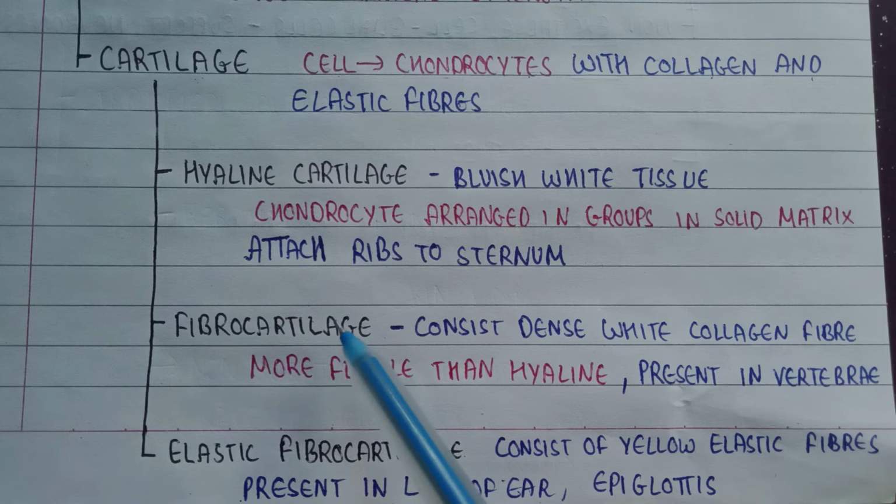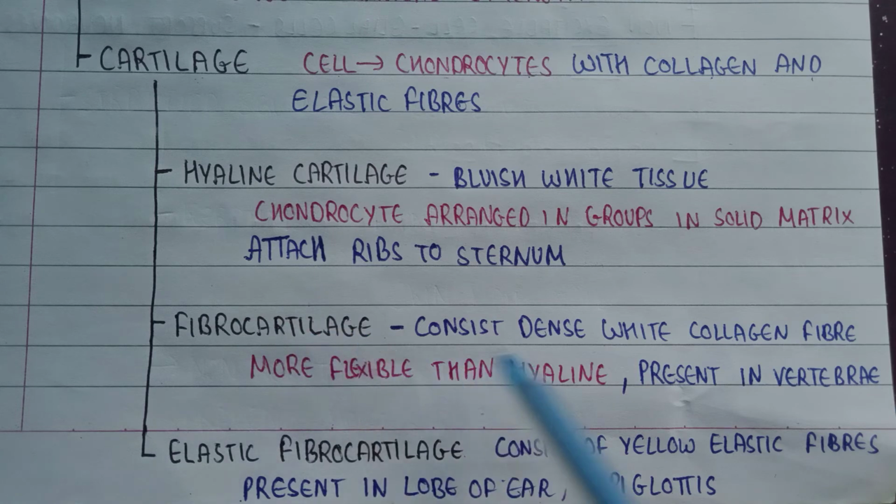Second is fibrocartilage. Fibrocartilage consists of dense white collagen fiber. Coming to the property, it is more flexible than hyaline cartilage. It is present between the vertebrae.